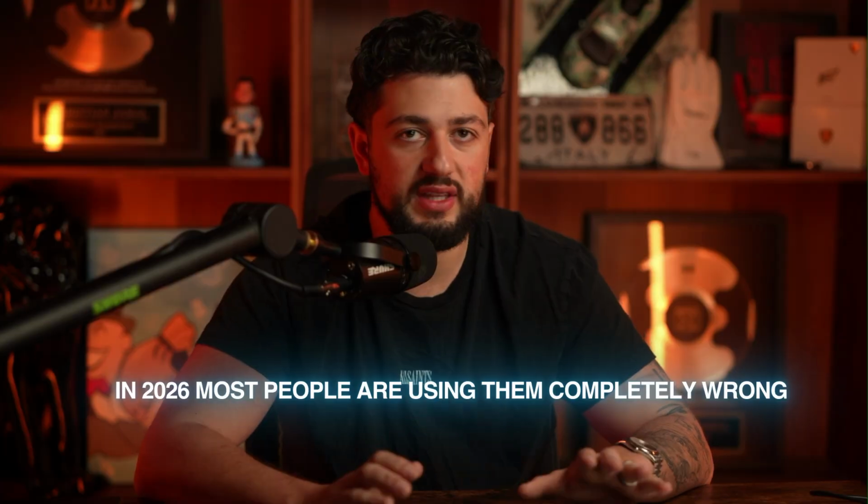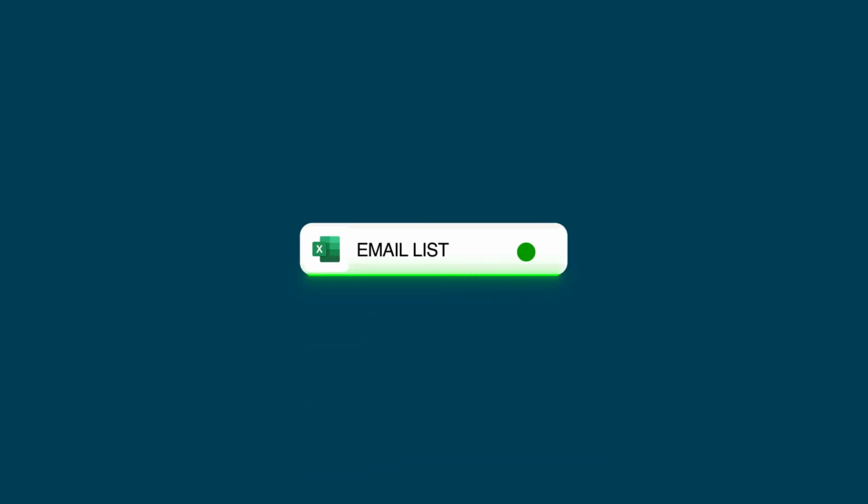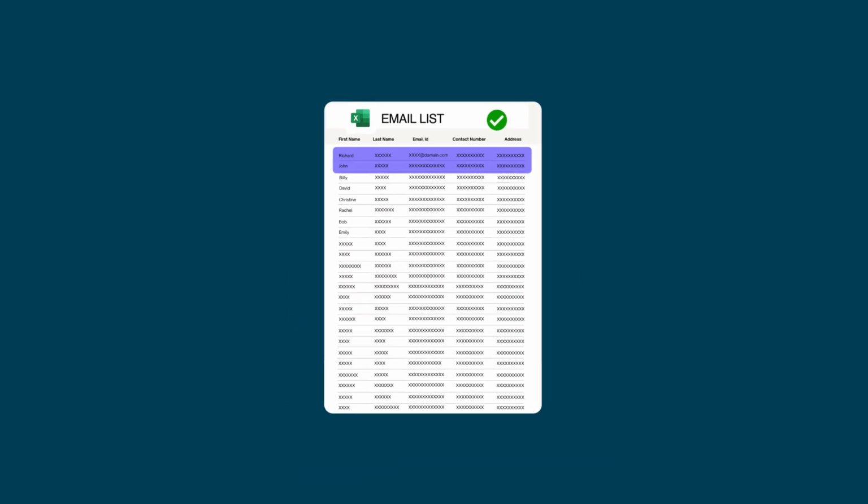Lookalike audiences are one of the most powerful targeting tools on Meta, and in 2026, most people are using them completely wrong. They upload a random email list, create a 1% lookalike, throw it into a campaign, and wonder why their results are not working. Now, that's not how this works.